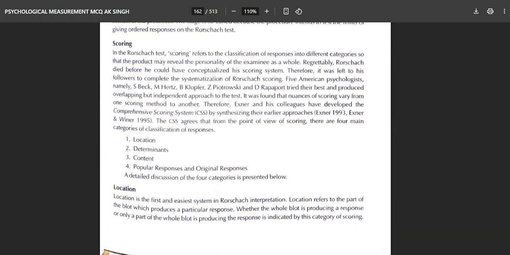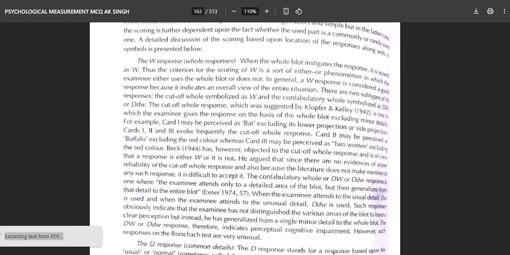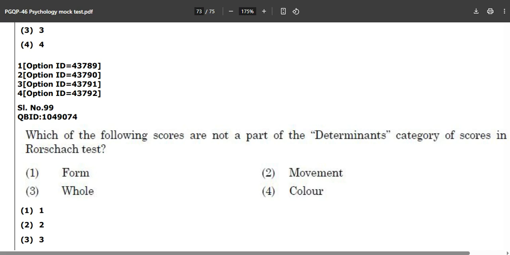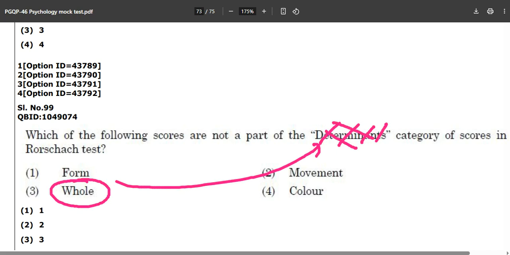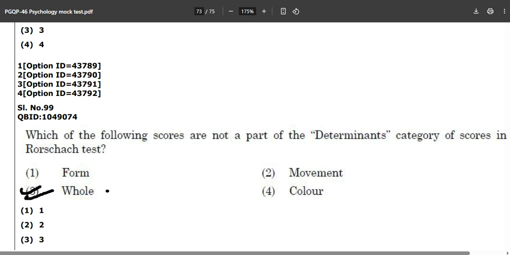Now as you can see, the location. First of all we will deal with the location, and in the location you will find your answer because a big W is over here. The W response stands for whole responses. Now, is whole under the heading of determinants? No, it was not under determinants. It was under the heading of location. Location, determinants, content, popular responses and original responses. So under the head of determinants, it was not there. It was under the head of location. So what is going to be the correct answer? Pretty obviously option number 3 is going to be the correct answer, and you will fetch easy 1-2 marks.